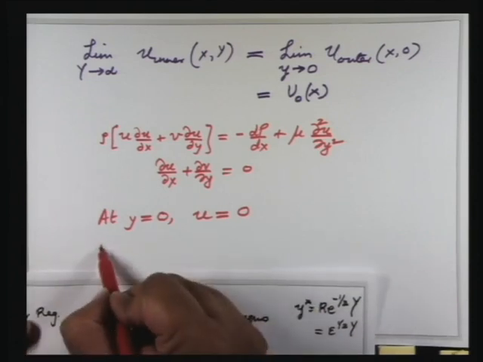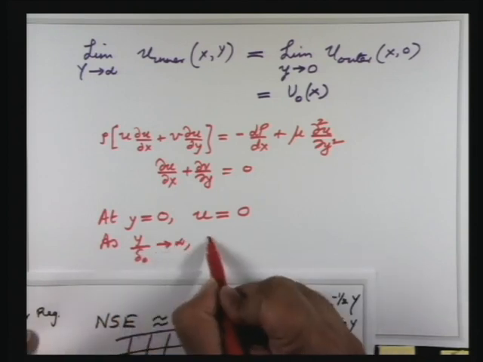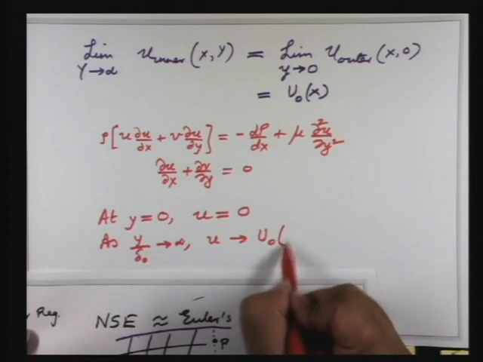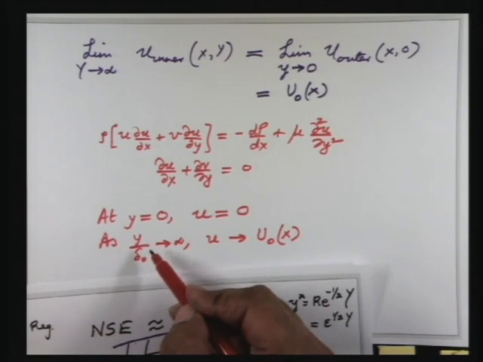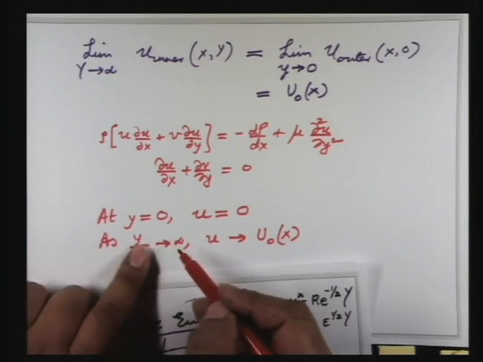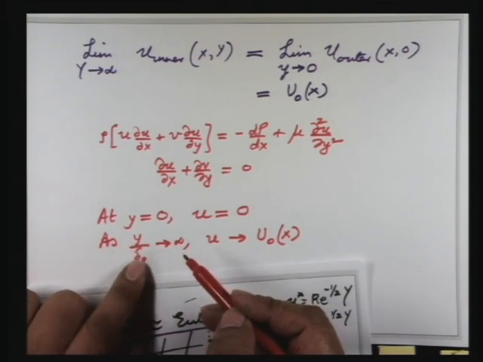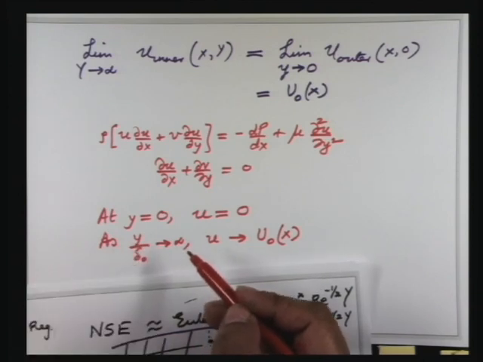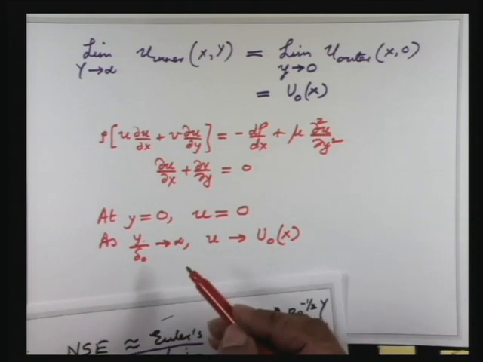And the other one is the matching condition. As y upon delta naught goes to infinity, your u approaches what we are calling u0 of x, which is this quantity. Now, we have argued that the boundary layer is thin, so you may wonder why you are applying a boundary condition at infinity. If I simply write as y goes to infinity, that will give you a wrong picture because it is not a true infinity. It is an infinity on the boundary layer scale. So you are just outside the boundary layer, which is physically a small distance from the wall, but it is large compared to the thickness of the boundary layer. So the correct way to write it is as y by delta naught goes to infinity, u goes to u0 of x.